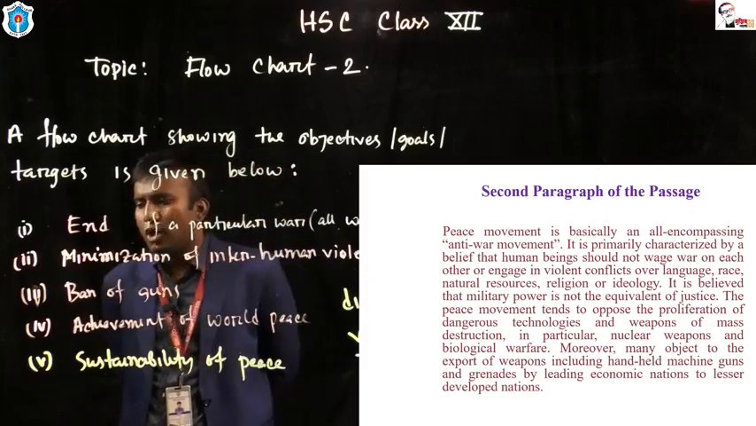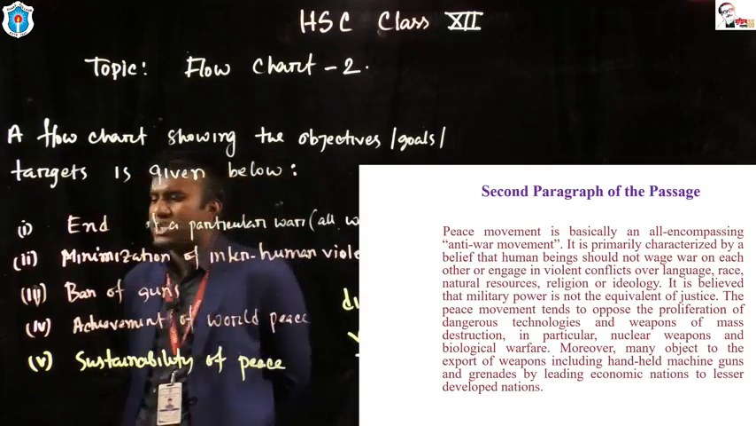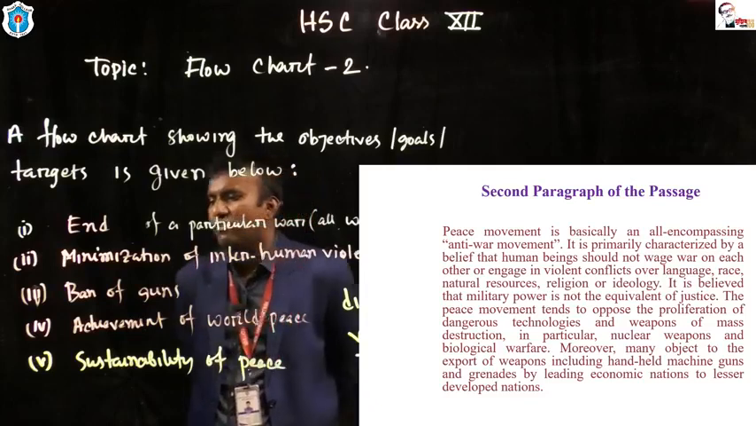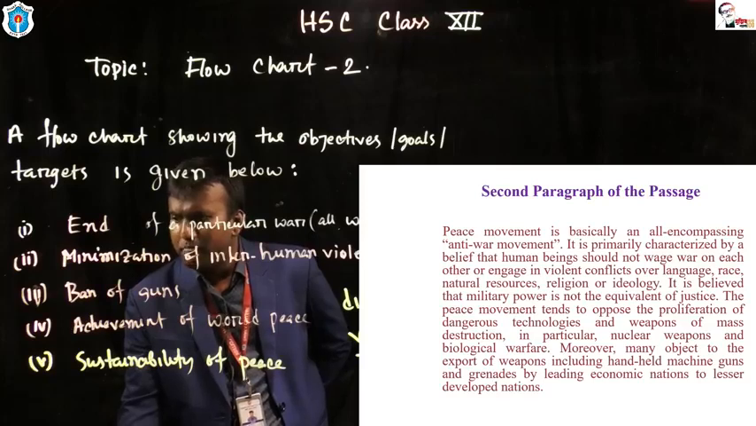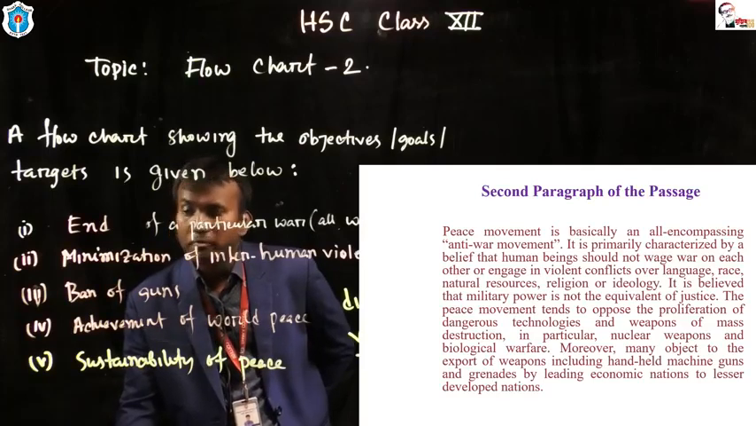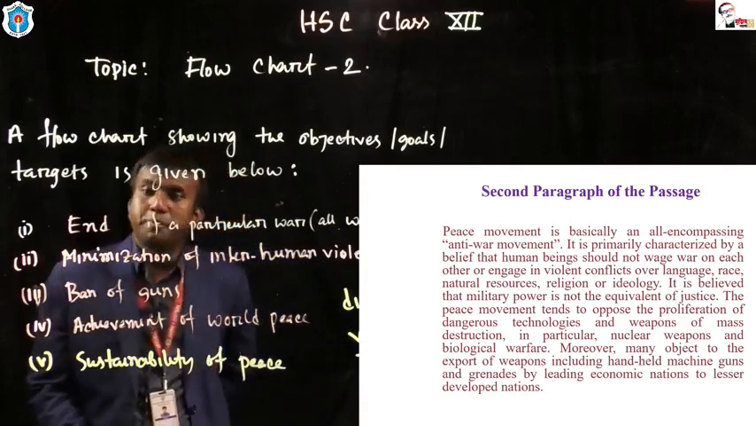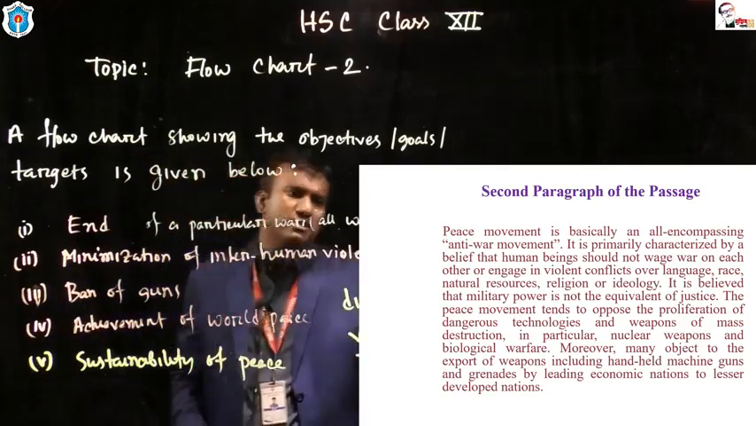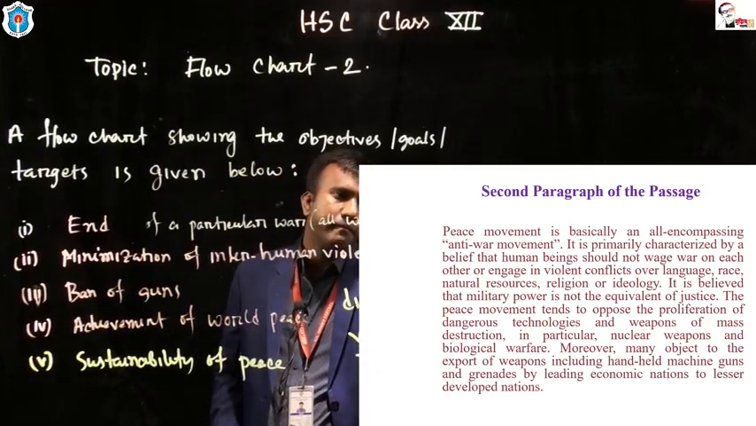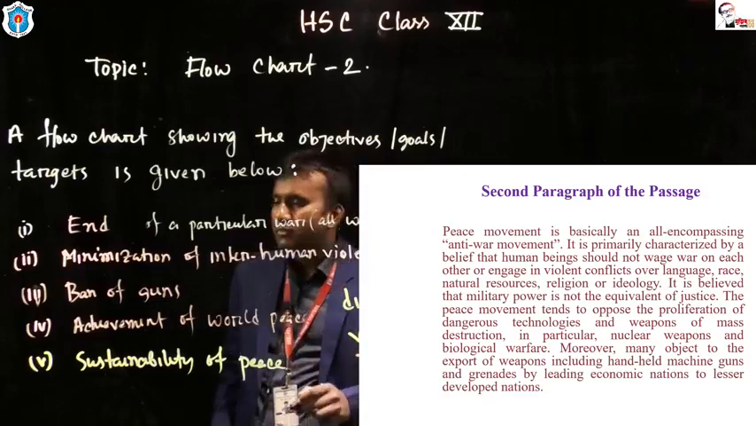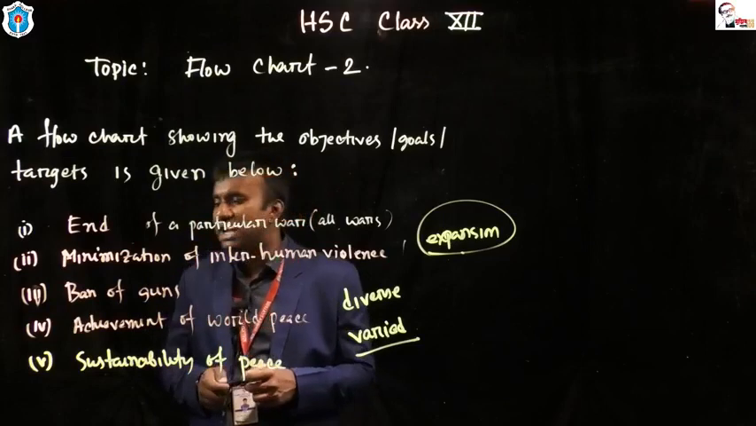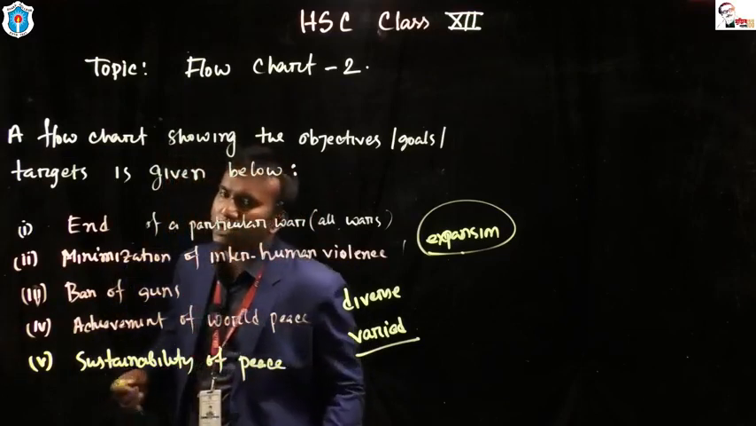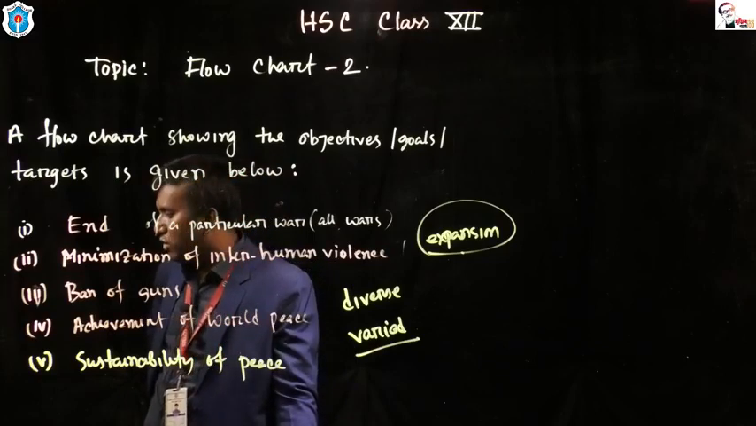The peace movement tends to oppose the proliferation of dangerous technologies and weapons of mass destruction, in particular nuclear weapons and biological warfare. That means the peace movement has a tendency to oppose, to protest the proliferation. Proliferation means expansion. The peace movement has a tendency to oppose or protest the proliferation of dangerous technologies and weapons of mass destruction, in particular nuclear weapons and biological warfare.